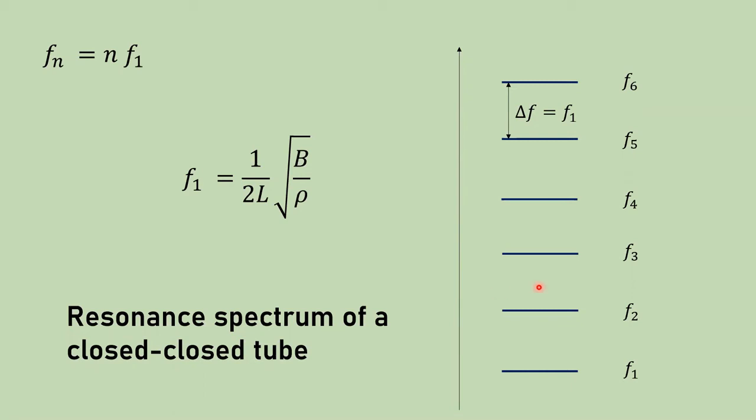And just like before, each of these frequencies we've seen is an integer multiple of the fundamental frequency, which means you can represent them as a ladder with these equally spaced rungs. And here's everything combined into one formula, well, I guess two formulas. F1 is expressed in terms of the length of the tube, the bulk modulus of the fluid, whether it's air or water, and the volume mass density, kilograms per cubic meter.